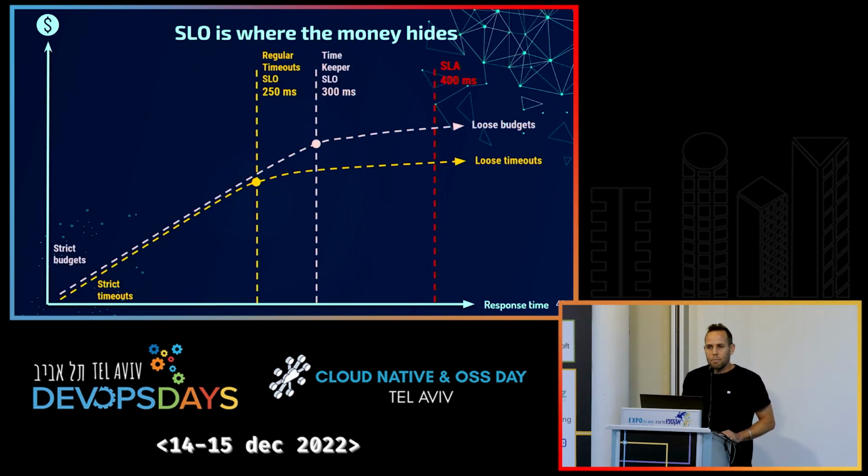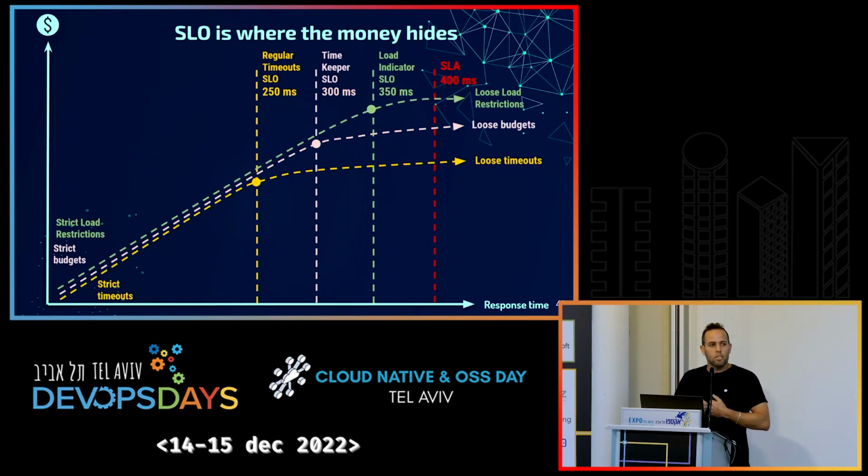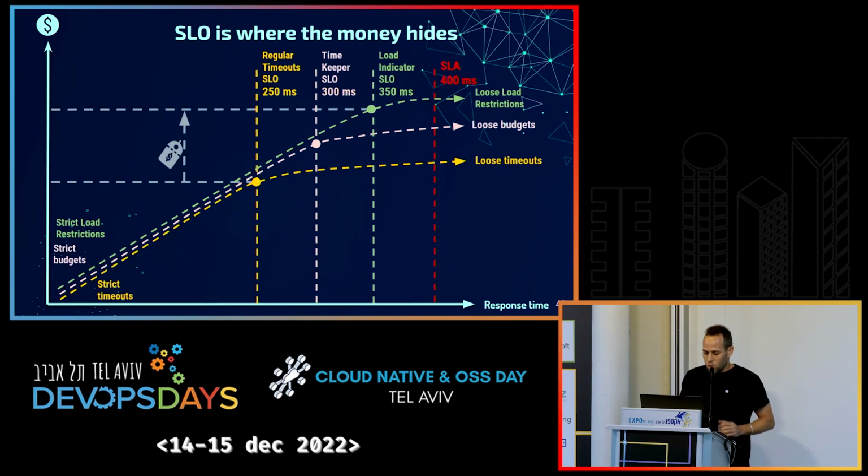After integrating the timekeeper, due to the advantages of the timekeeper, the tipping point moved a bit to the right, so we can set the SLO even higher. After integrating the load indicator and controlling the load on the service proactively, the tipping point moved even farther to the right, and we can set the SLO even higher. So practically, we developed a couple of infrastructure pieces which improved reliability, but also made us more profitable.